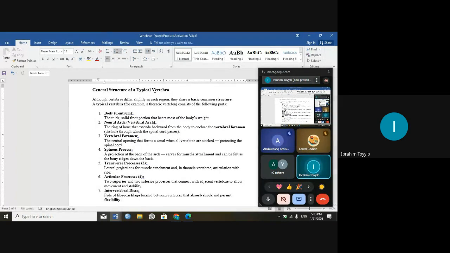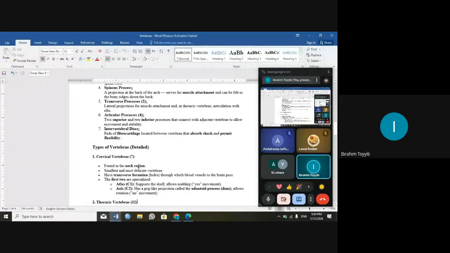So we have the general structure of a typical vertebra. We have the body, which is called the centrum. It is the thick, solid front portion that bears most of the body's weight. Then we have the neural arch, the ring of bone that extends backward from the body. We have the vertebral foramen, the spinous process, the transverse process, and the articular process. The major ones that you need here are the centrum, the neural arch, and the transverse process. So we look at the structure.